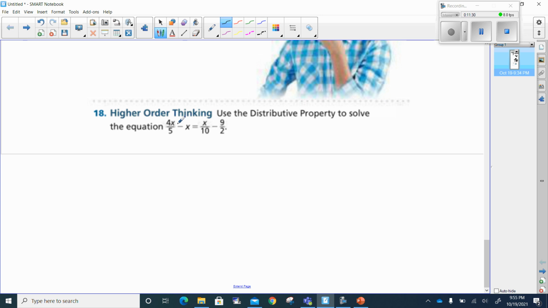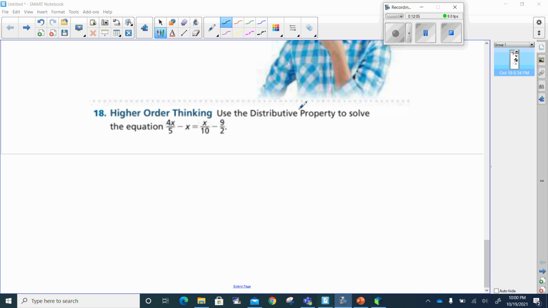I got 4x divided by 5 minus x equals x over 10 minus 9 over 2. Whew. Okay, so I'm going to go ahead and combine my x's first. On one side, I got 4x divided by 5 minus x. These two are not like terms because I have x here and a number here. But since this has x in it, I'm thinking we can go ahead and do something with this.